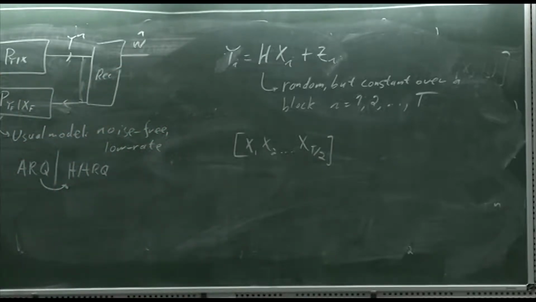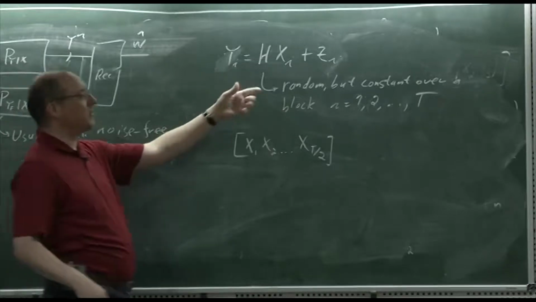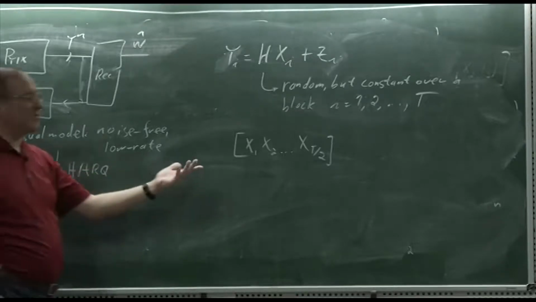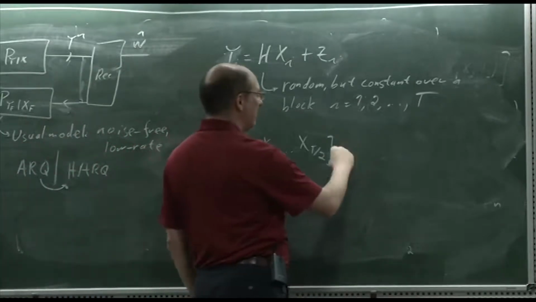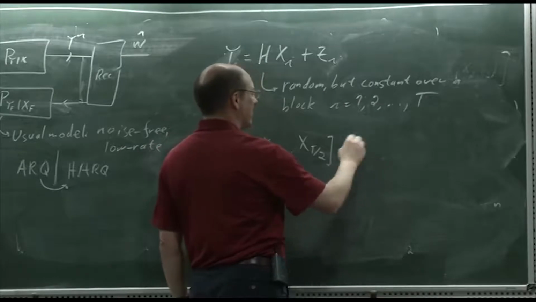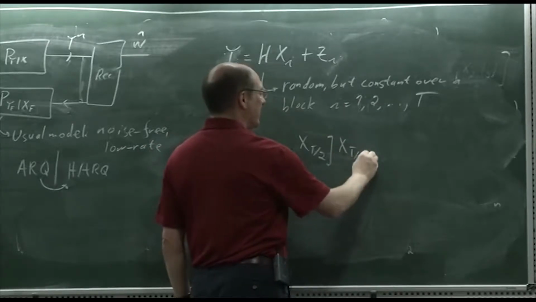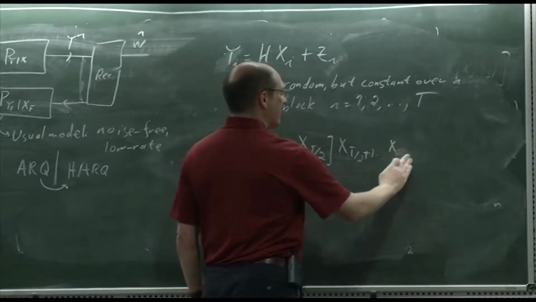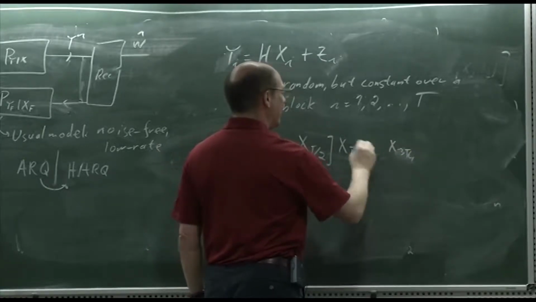And then you wait for the feedback bit. This is the case where we're getting the feedback within the block. Of course, there are problems where you have to do it across blocks. Then you get the feedback bit, and you decide whether to send more or not. If you're using hybrid ARQ, you just add more parity checks, right? So you might add x_{t/2+1}, x_{t/2}, up to x_{3t/4}, let's say.